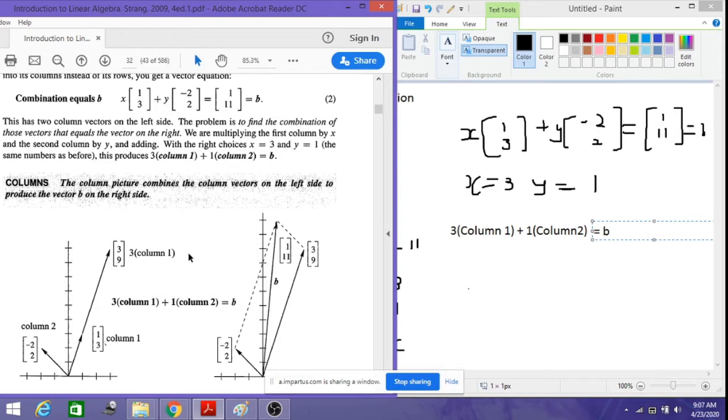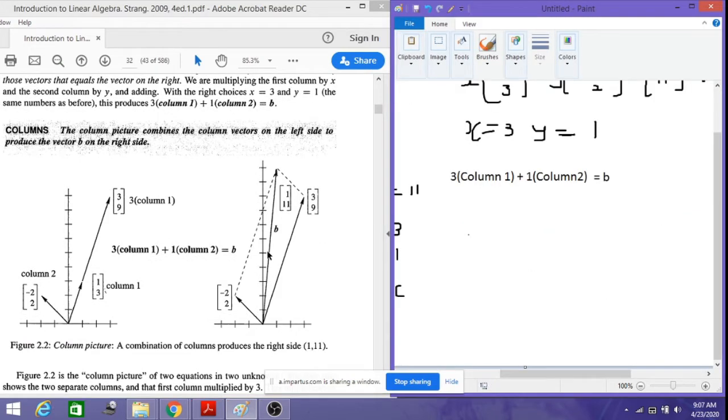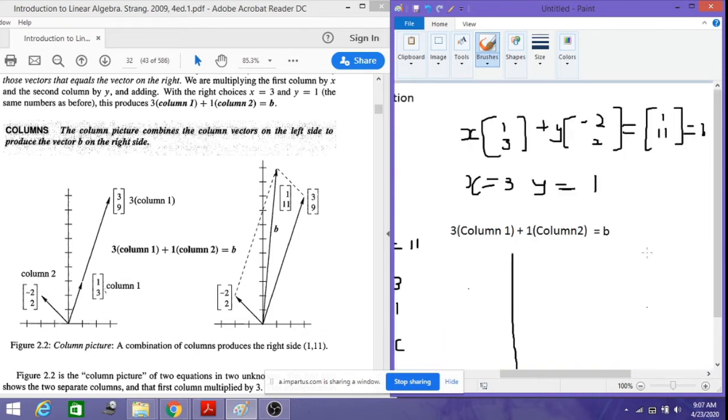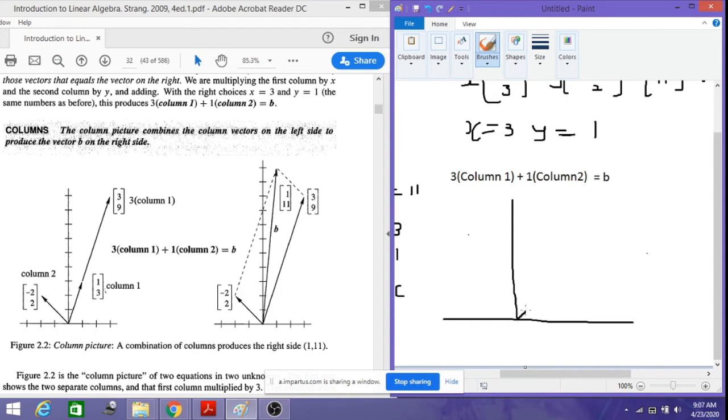Then the column vector is represented, we have seen this even in the previous tutorial, that if we plot this on the plane, then we have the vectors. So it is 1 and 3. So 1 and 3 we will get somewhere here. If you divide it, there are 3 markings here, so this is 1 and 3. The other one is minus 2 and 2, which we will get somewhere here.